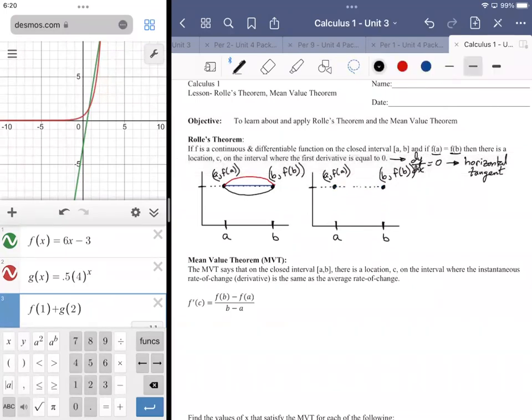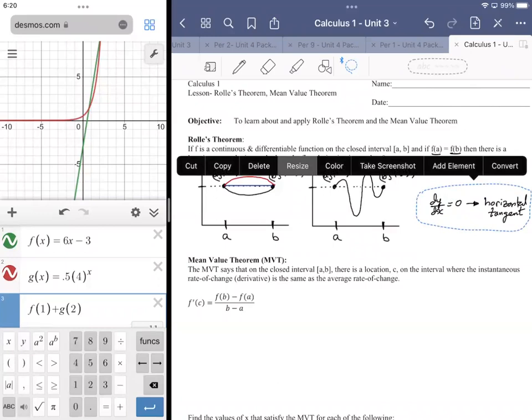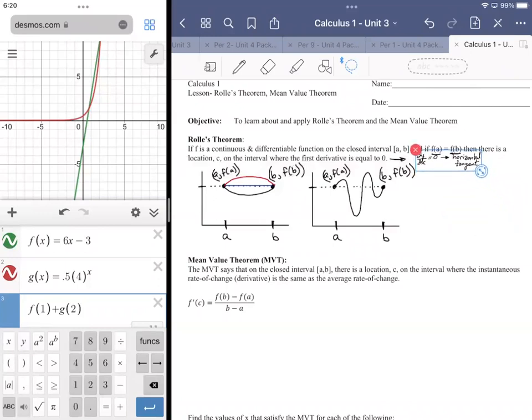So you could have something really crazy, something like that. Then there is a location C on the interval where the first derivative is equal to 0. Still holding on to that relationship. Let me just move this over. The conclusion is still valid, even though there is more than one location. It still follows the same rule. So we're still good to go with that statement.